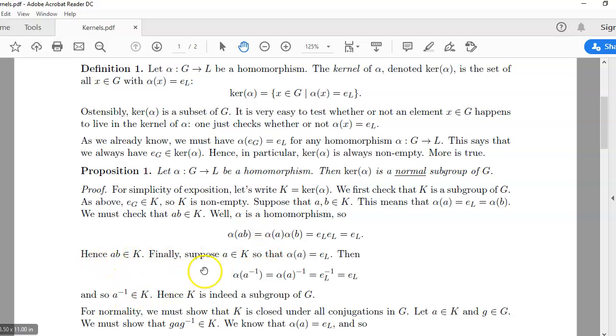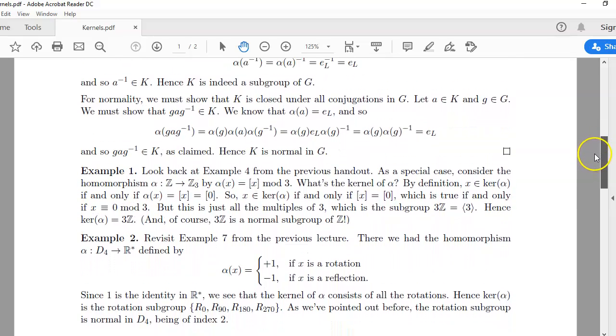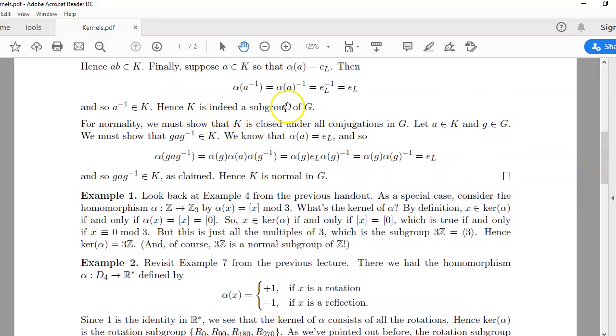And then you do the same thing, and you check that if A is in the kernel, then so is its inverse. But once again, you're going to be saved because of properties of the homomorphism alpha. So it works out. And then finally, that proves that this is a subgroup, but it does not prove normality.